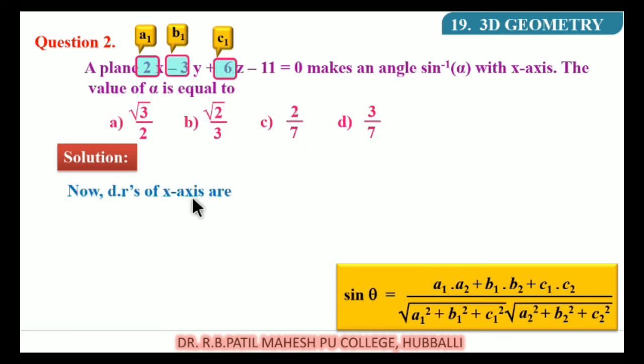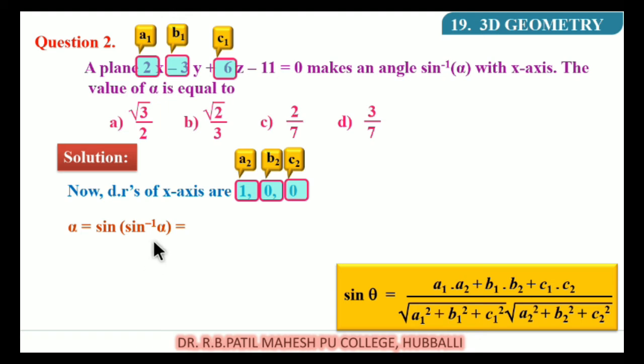Now the direction ratios of x axis are 1 0 0, which we have taken as direction cosines. So actually these are direction cosines. So 1 0 0 for this x axis, and alpha is the angle we need to find here. So alpha is equal to sine inverse of alpha. So we can write like this here. So sine inverse of alpha.